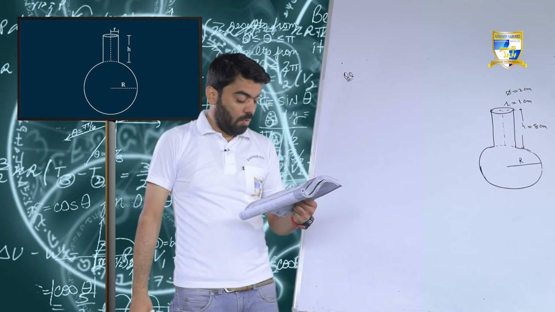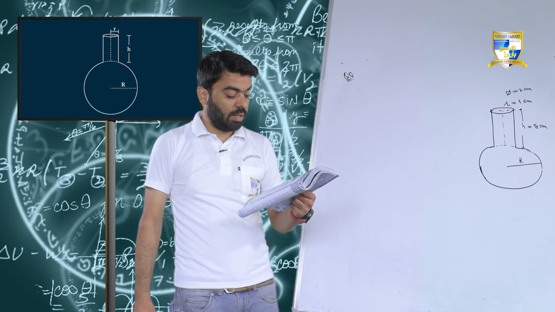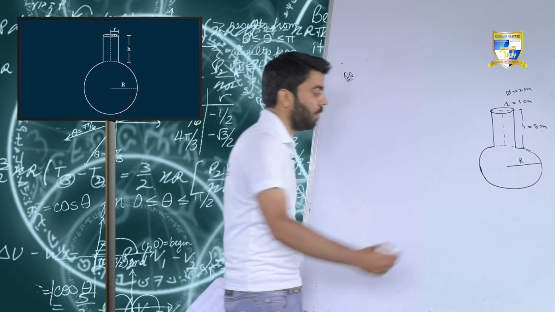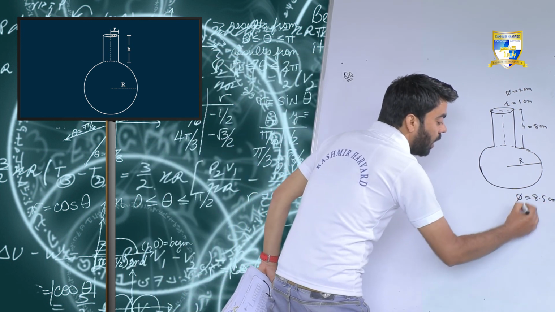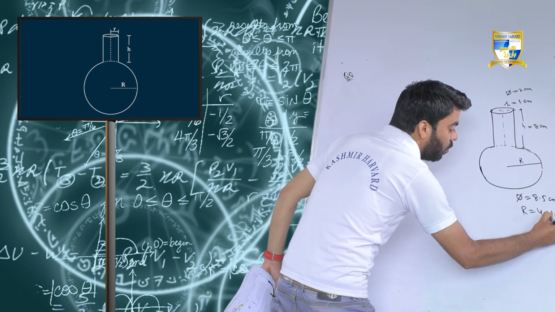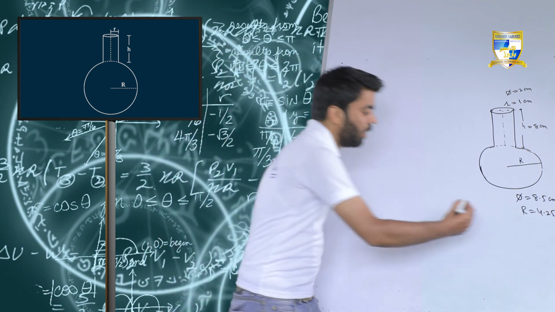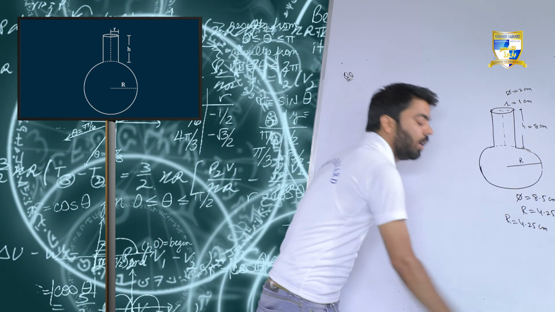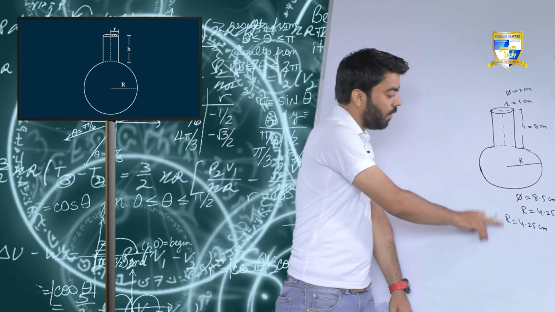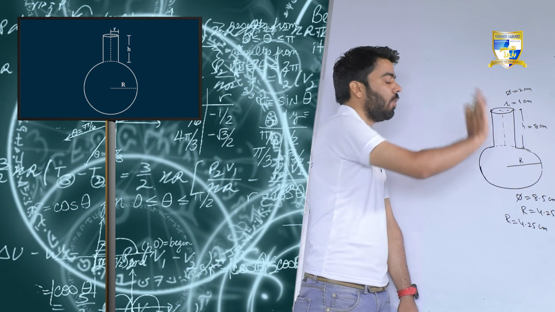Also, we have the diameter of the spherical part is 8.5. That means the diameter is equal to 8.5 cm. Now R is equivalent to 4.25 cm. Clear? So we got the value of R of sphere, and the value of r of cylinder, and the height of the cylinder.